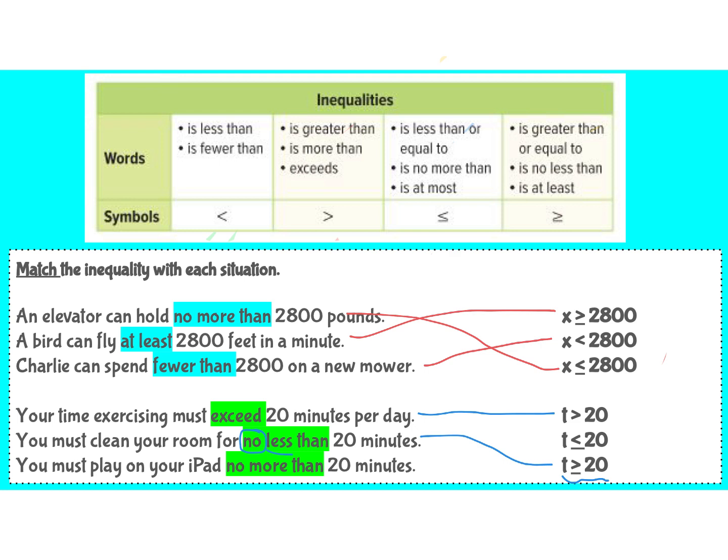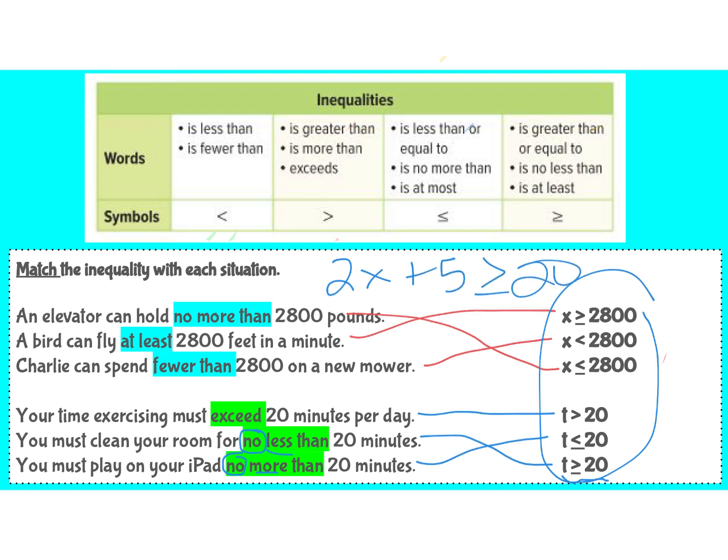And then you must play on your iPad no more. Same thing, don't see the word more and think greater, because we're saying no more. So no more than 20 minutes is less than or equal to 20 minutes. I know that's kind of confusing, but hopefully those few examples give you a chance to wrap your head around the type of thinking that goes into developing these word problems, because these are the basics. We're actually going to get into writing inequalities that have 2 steps, like we did with equations. We might write 2x plus 5 is greater than or equal to 20, something like that. So this is the base.